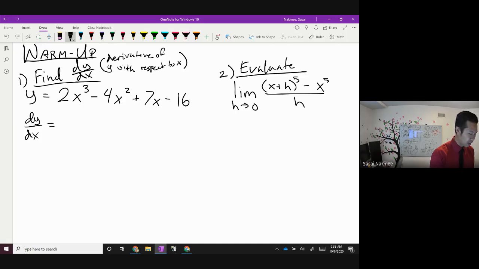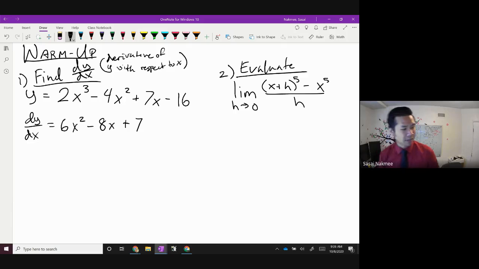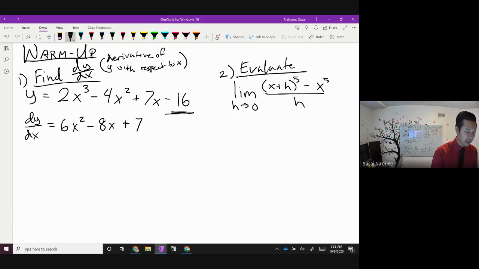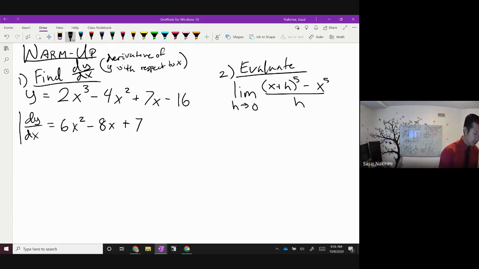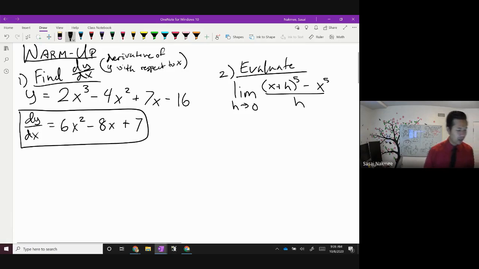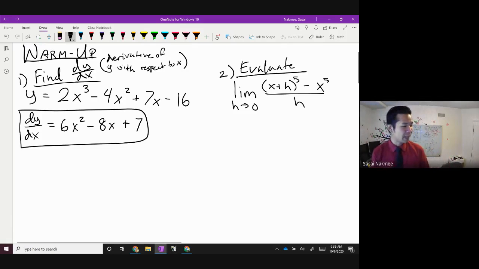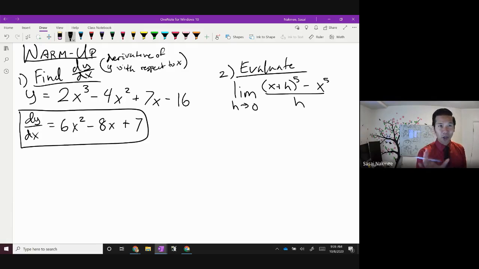So then I can say this guy right here is going to come out to be 6x squared, right? Plus minus 8x plus 7. And then, of course, the derivative of a constant, of that 16, is just going to become a 0, right? The derivative of a constant is just 0. And that's it, guys. That's your derivative, right? Gone are the days of having to write down the limit definition and foiling out x cubed, right? x plus h cubed, x plus h squared, and foiling those guys out and canceling out those like terms.